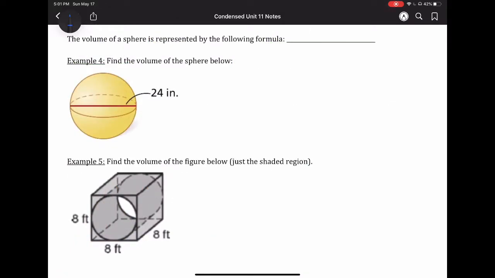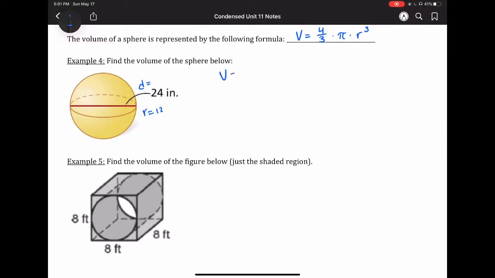Much like pyramids, spheres also work a little bit different, even more so because they have their own formula. The volume of a sphere is represented by the formula V for volume is equal to 4/3 times pi times the radius cubed. So in example 4 here, it says find the volume of the sphere below. It gives me a diameter of 24 inches. We've talked before about how if it gives you a diameter, you have to divide that by 2 to find the radius. 24 divided by 2 is equal to 12, so I know my radius is equal to 12.